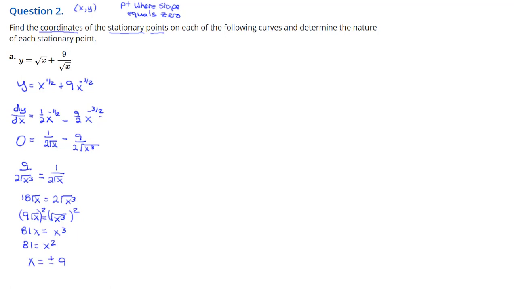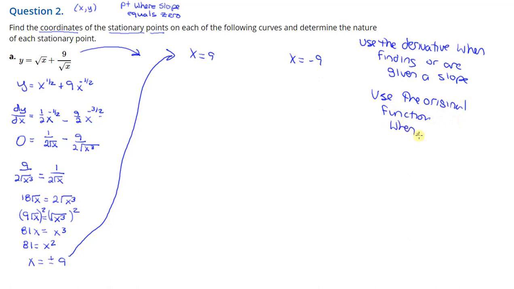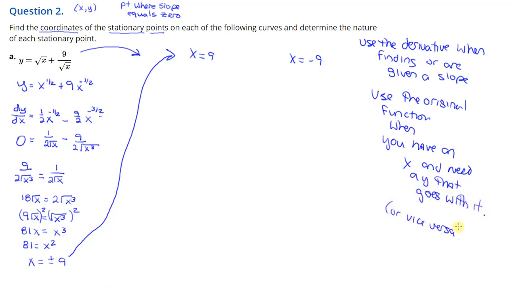So now what we've got are the x values for our stationary points, and we've got to find the y values that match up with them. So this is kind of important to remember. We're going to use the original function. When we're trying to find or use slopes, we're going to use a derivative. Either they're going to give you the slope or you're going to have to find the slope. If I have points or I need to find part of a point, then I'm going to use the original function. In this case, I've got an x and I need a y that goes with it.